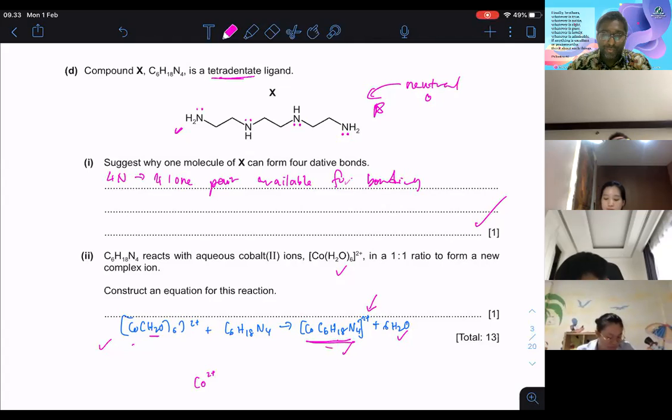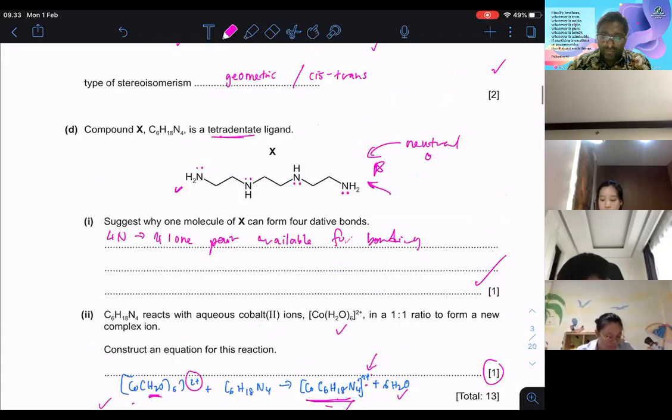There's no need to show, but the important thing is when this 6 moles of water goes out, the charge 2 plus stays. And then when they come in, the charge also stays the same because they are neutral. So if you actually put this without the charge, you are missing that 1 mark. You won't get that 1 mark.